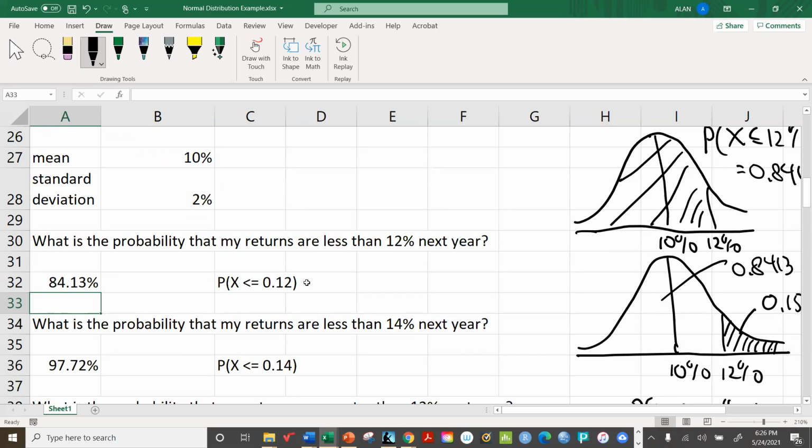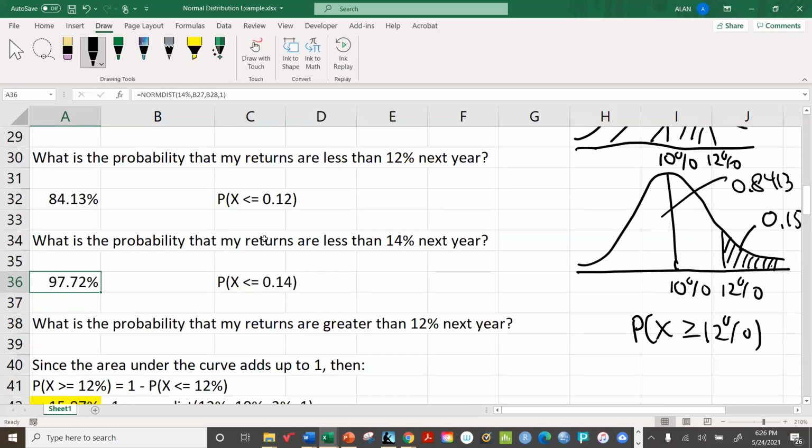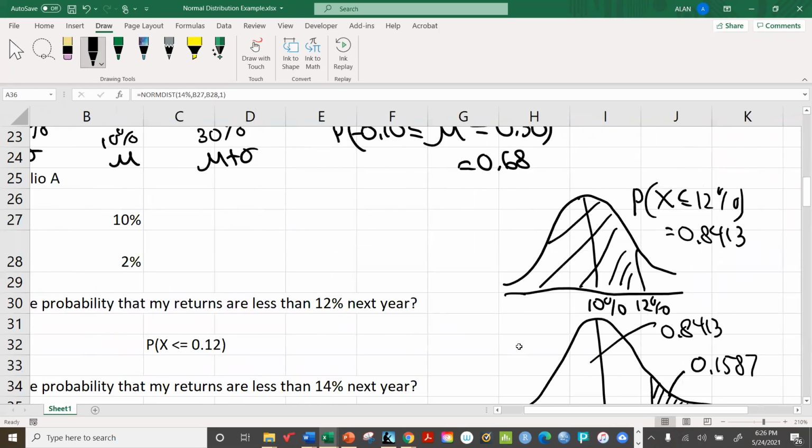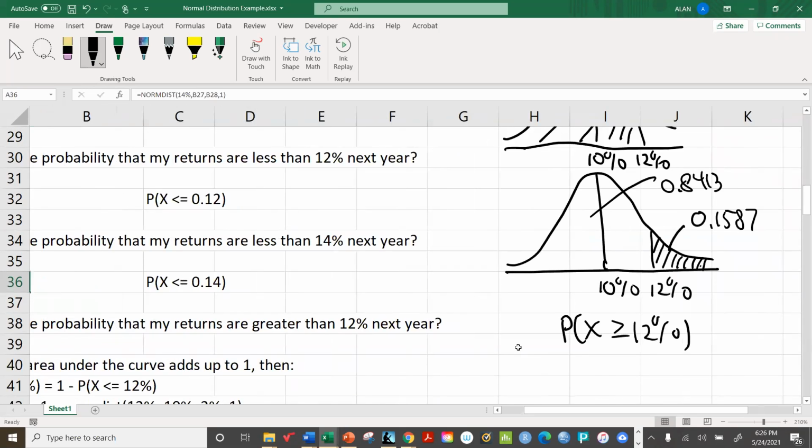Then if we ask the following question, what is the probability that my returns are less than 14%? I can use the same setup, except now the X becomes 14 instead of 12. And you can see it makes a huge difference. It raises my probability up to 97.72%. And over here, you can see in the graph, maybe I didn't draw that one. All right, I'll do it right here.